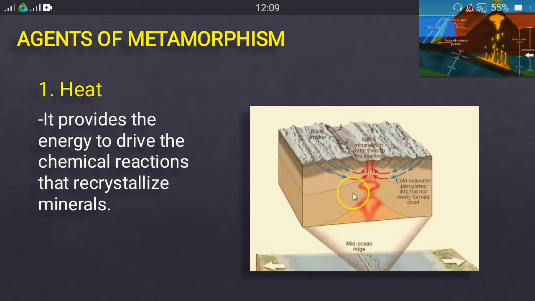The most important agents of metamorphism include temperature, pressure, and fluids. Number 1, heat. It is the most important agent. And there are two sources of heat: contact metamorphism, which is heat from magma, and an increase in temperature with depth due to the geothermal gradient. Intrusive magmas or deep burial provide heat, which causes metamorphism.